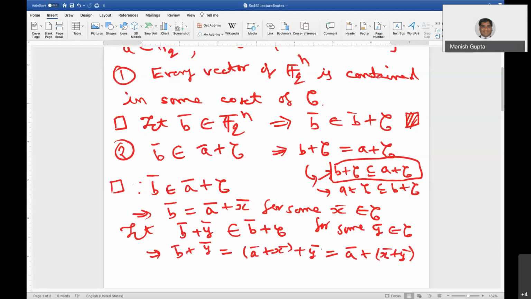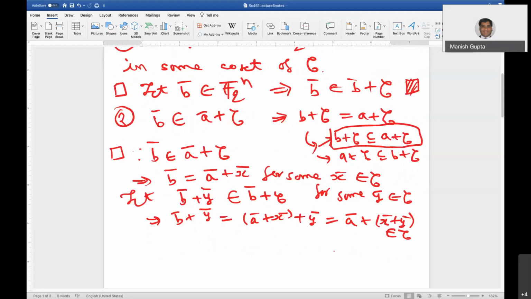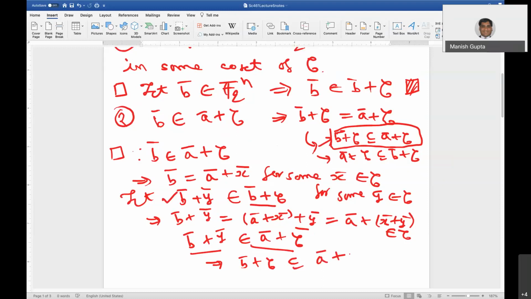Now C is a linear code, x belongs to C, y belongs to C, so the whole thing belongs to C. That means b plus y belongs to A plus C. We started with an arbitrary element b plus y in B plus C, and we have shown that it also belongs to A plus C. So this implies that B plus C is a subset of A plus C. The left hand side is a subset of the right hand side.